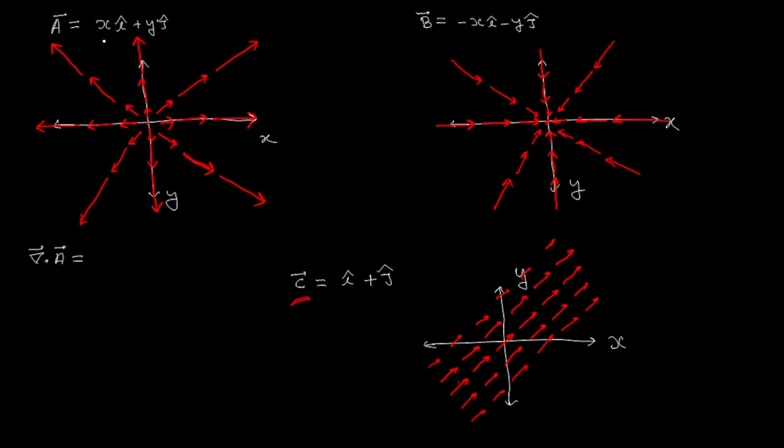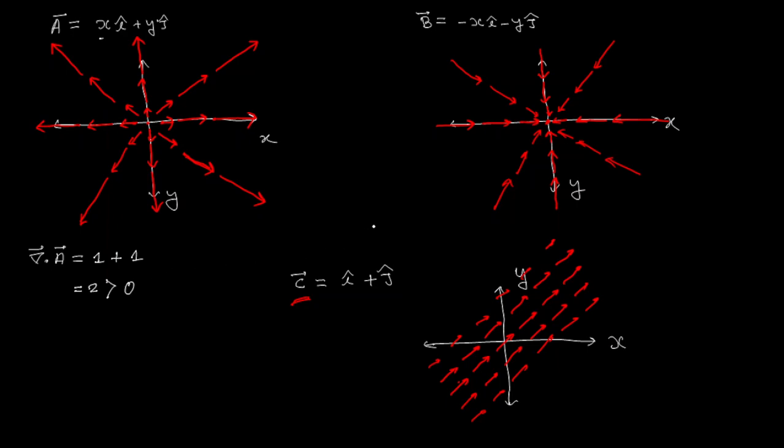So in this case, for vector A, the x component is x, the y component is y, and the z component is 0. So when we differentiate x with respect to x, that will give you 1, plus when you differentiate y with respect to y, that will also give you 1. So it will give you 2. 2 means it's a positive quantity, greater than 0.